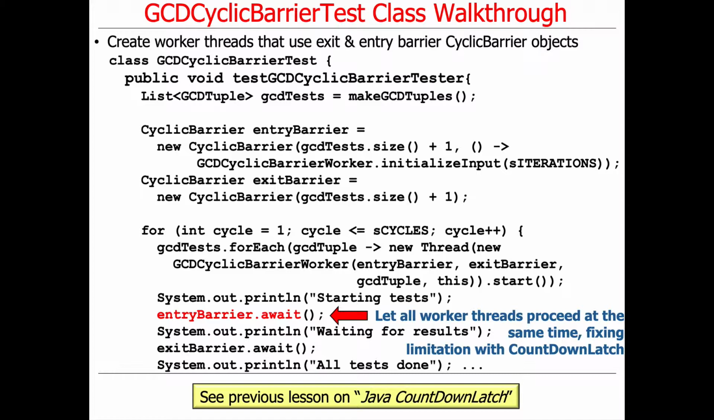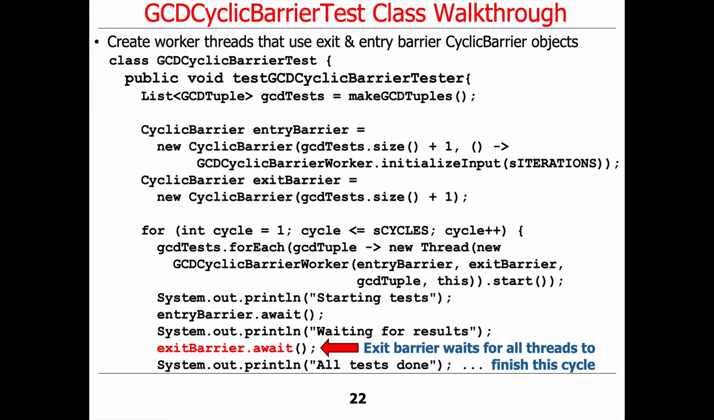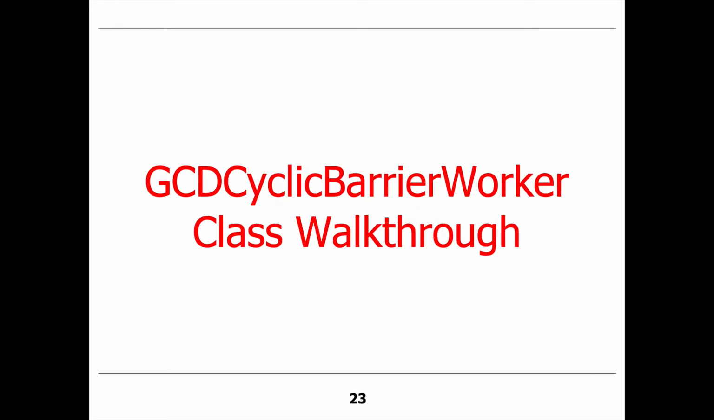The countdown latch worked by only making sure that the other threads in the background wouldn't start until the main thread said it was okay for them to run. But they may show up in different order and then start whenever they get there, as long as the main thread has called await. We then call await on the exit barrier, which will wait for all the threads to finish in this particular cycle. And then we'll loop back around again and it'll run again for each of the cycles we're running, since this is a cyclic barrier test.